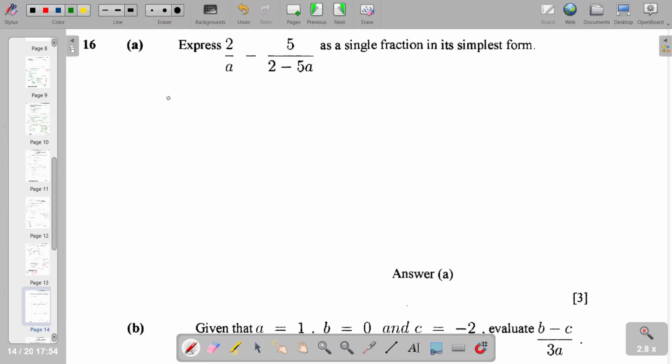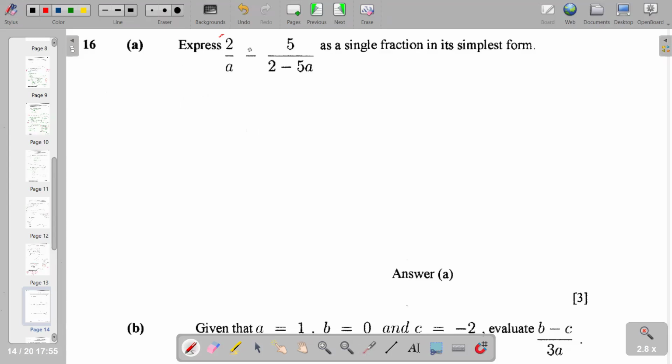Our paper, November 2020, for O-level mathematics paper 1. We are now on question 16. You are required to express this fraction here as a single fraction in its simplest form. So it's subtraction of fractions.